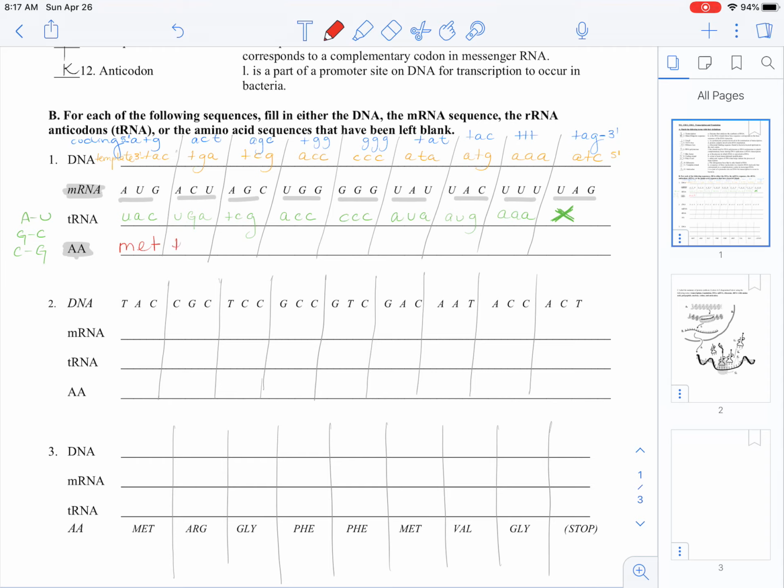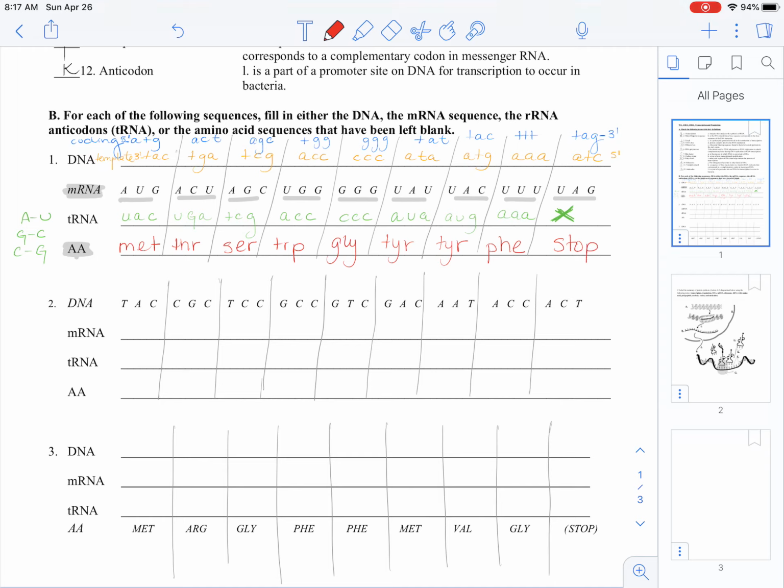ACU is threonine. AGC is serine. UGG is tryptophan. GGG is glycine. Then UAU and UAC are both tyrosines. UUU is phenylalanine. And UAG stands for a stop codon.